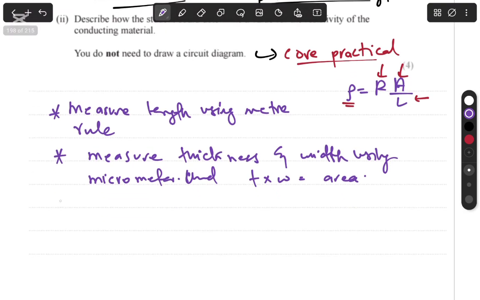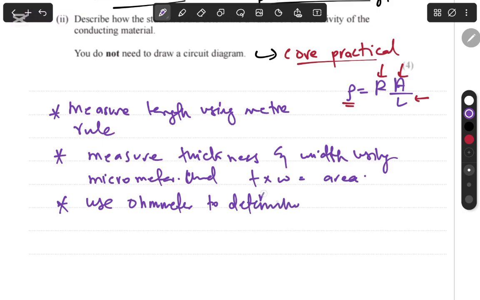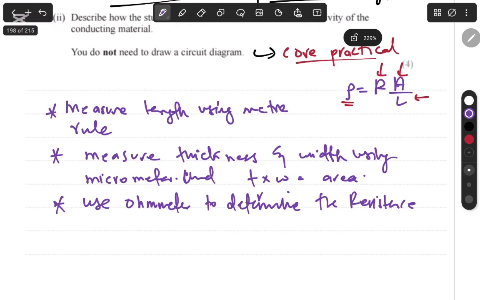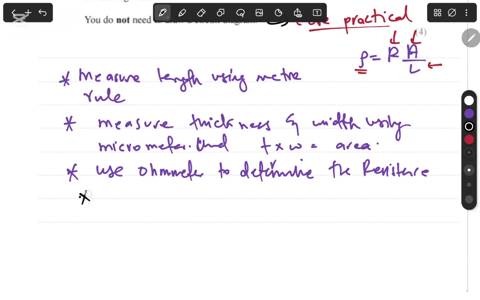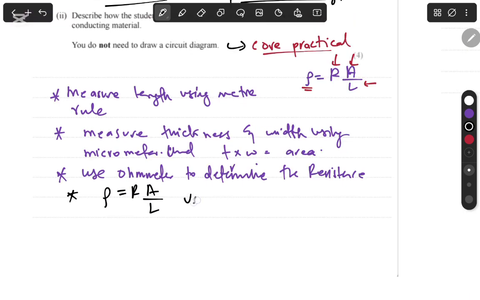Okay, so we have found the length, we have done thickness times width to get the area, and now we can use an ohmmeter to determine the resistance. You can also, obviously, use a voltmeter in parallel to find the voltage, and an ammeter in series to get your values of voltage and current, and then you can do V equals IR, and V over I equals R, to get the resistance as well. That's totally valid. Okay, and then you're going to use the formula rho equals R A over L. So you can use this formula.